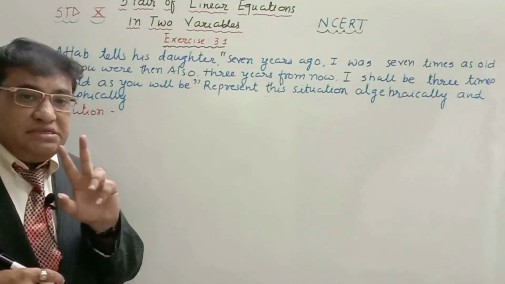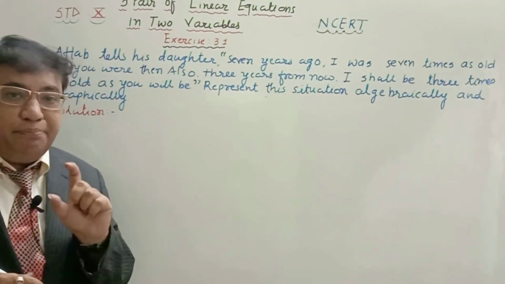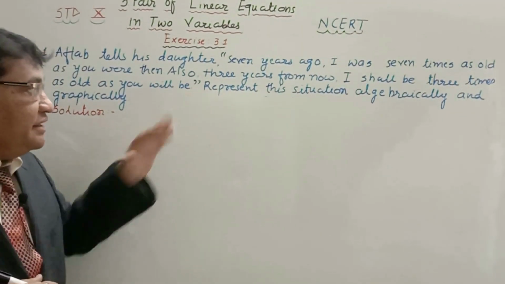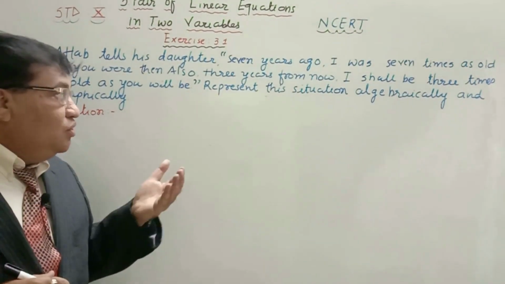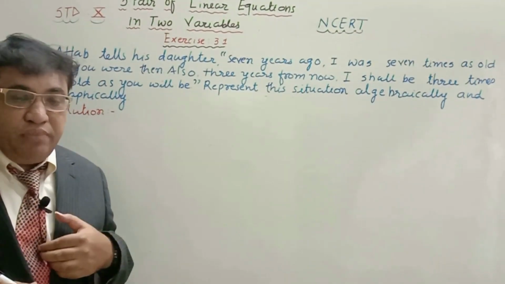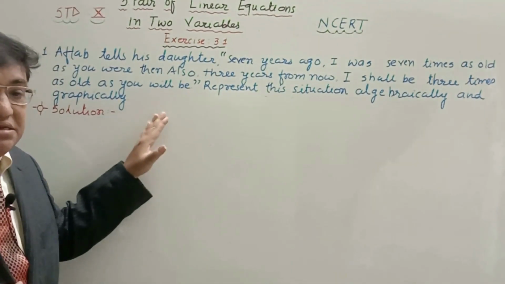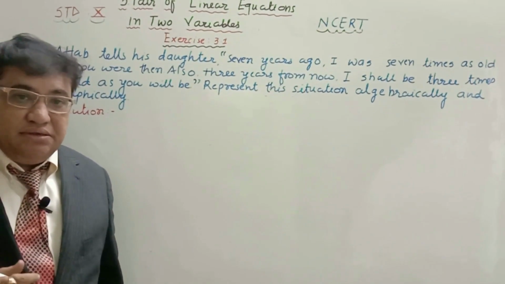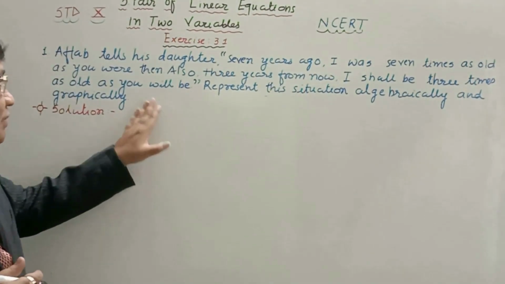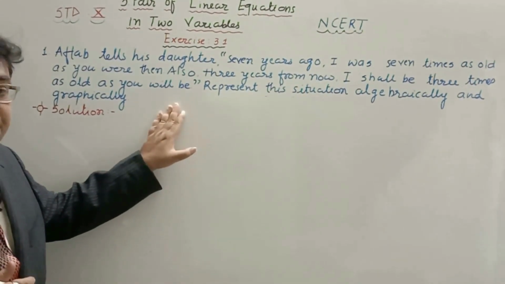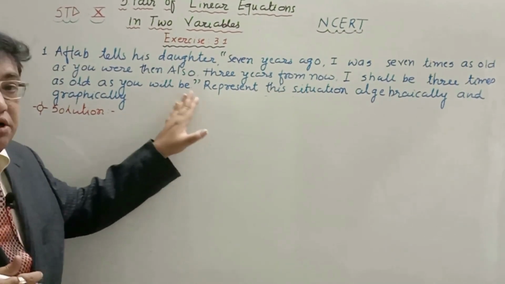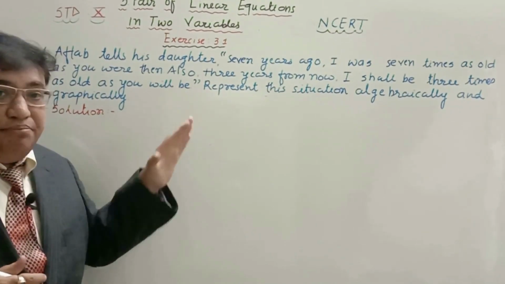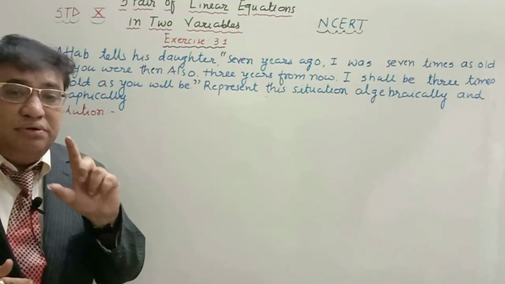See, in this sum, 2 persons are given, Aftab and his daughter, and their ages are given 7 years ago and after 3 years. So always this ages type of sums, always we assume the present ages. The present age of Aftab is X years and the present age of his daughter is Y years. Always ऐसे एजिस टाइप के सम में आपको प्रेजेंट एज अज्यूम करना है.